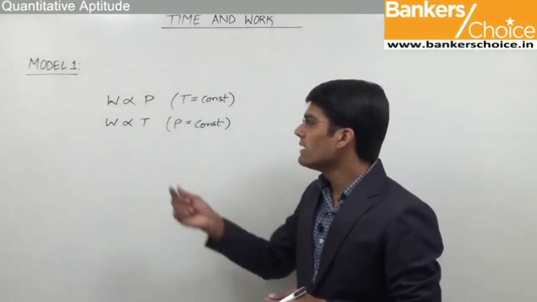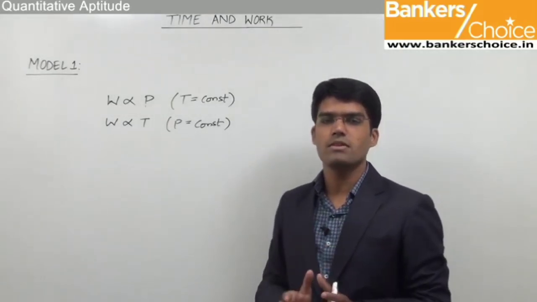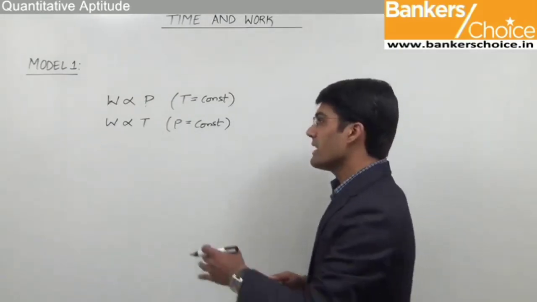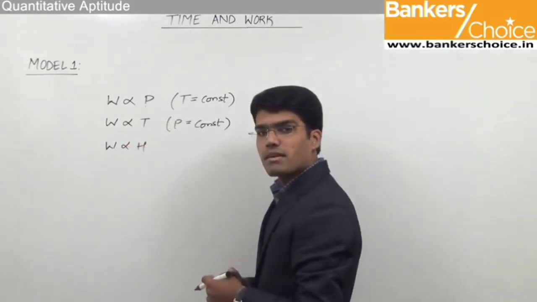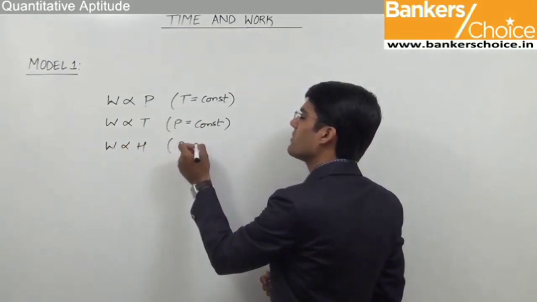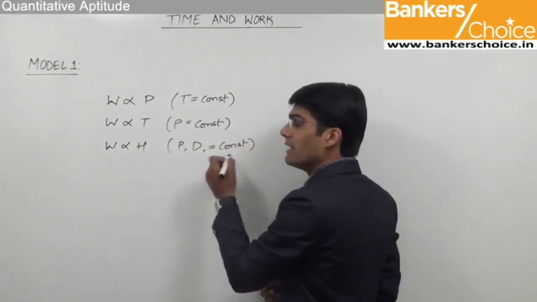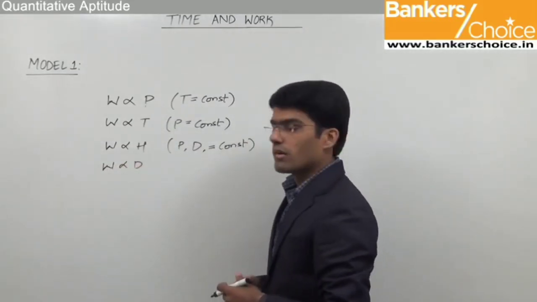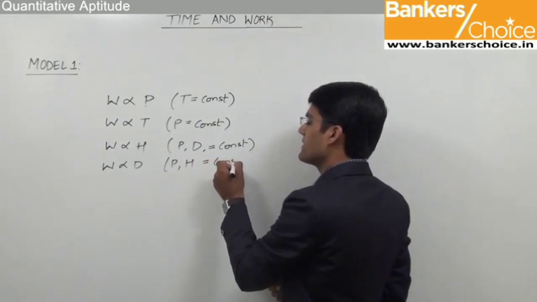As we have already learned, the time here can be classified into two things. That is the number of days for which the work is done and the number of hours per day for which the work is done. So this can again be separated as work is proportional to the number of hours per day when the other variables are constant, that is, the number of persons and number of days for which you work. And similarly, work is proportional to the number of days for which you work when the number of persons and number of hours per day are constant.